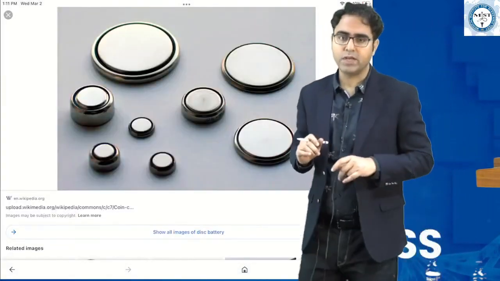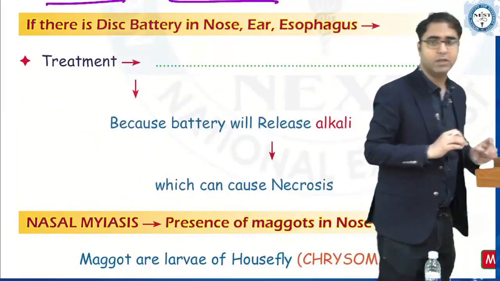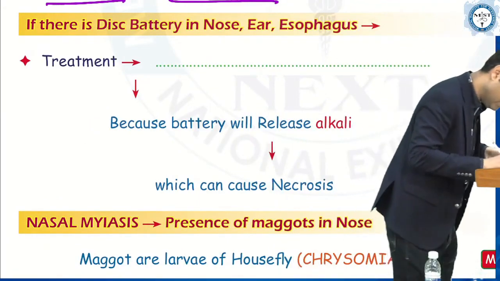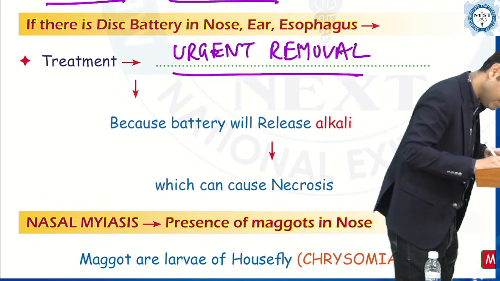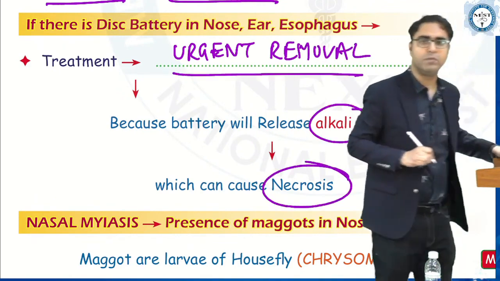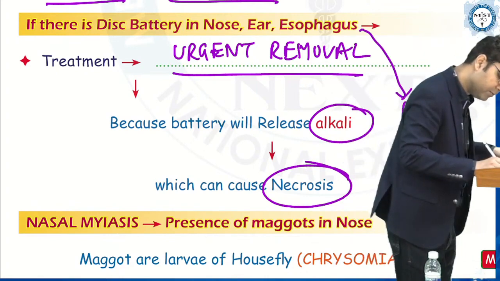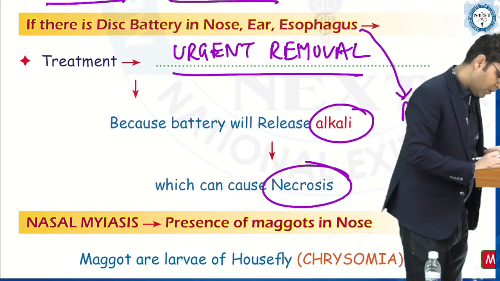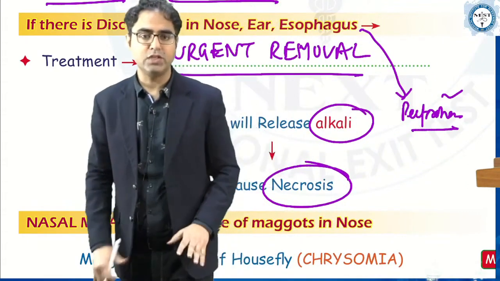Okay, fine. Go to your notes, beta, and read the PG question. If there is a disc battery in the nose, ear or esophagus, treatment is urgent removal. Write down urgent removal, beta, not just removal, because these are dangerous batteries. They are active batteries. They may release alkali, and alkali causes necrosis. In the esophagus it can lead to perforation, so write down perforation. Am I clear, beta? Urgent removal, perforation can happen.